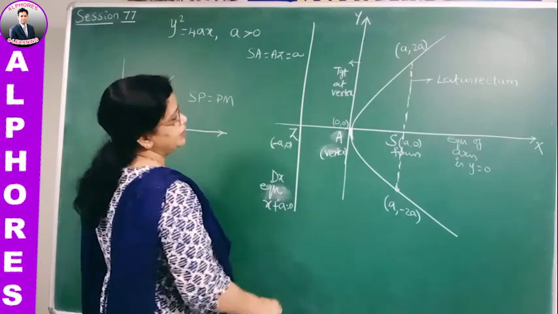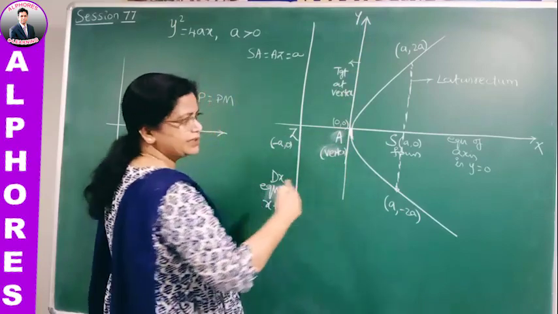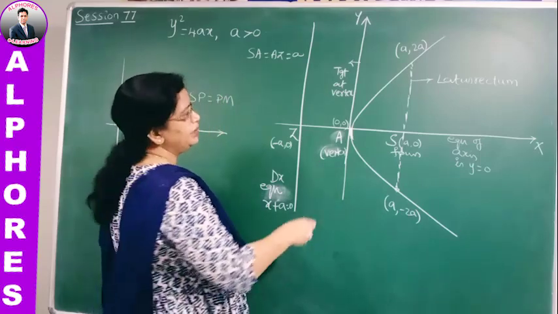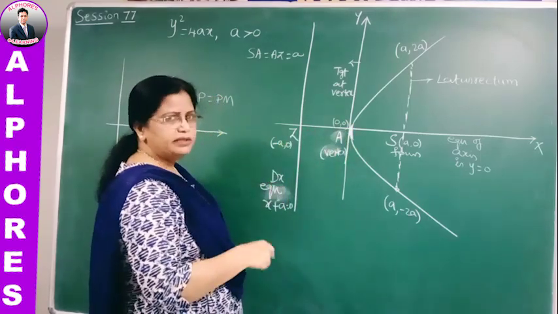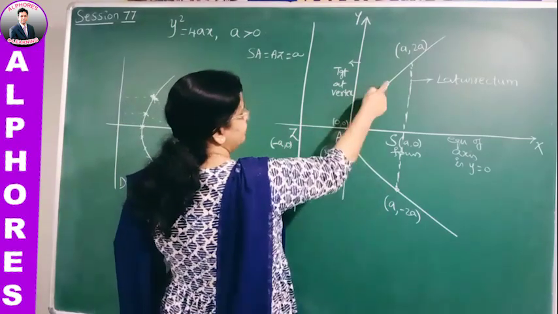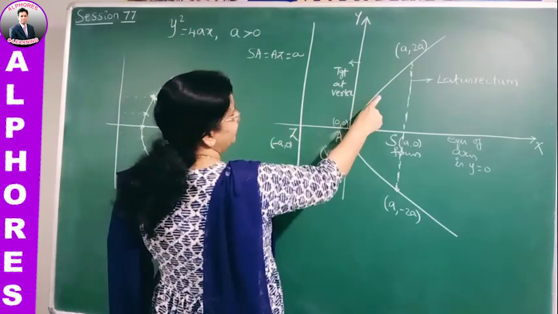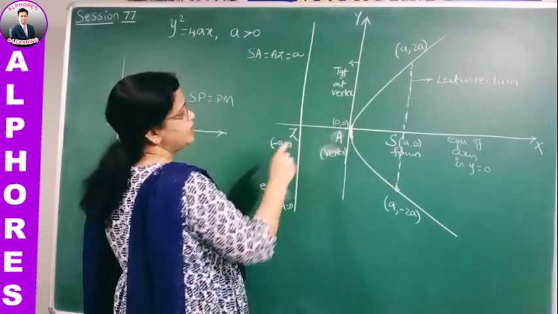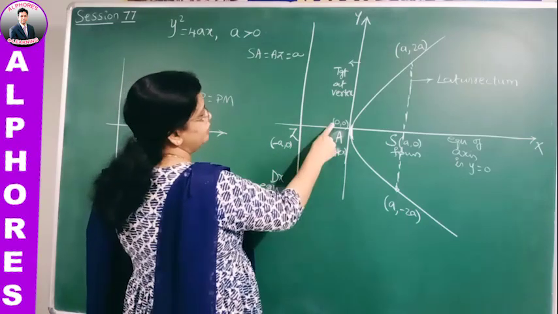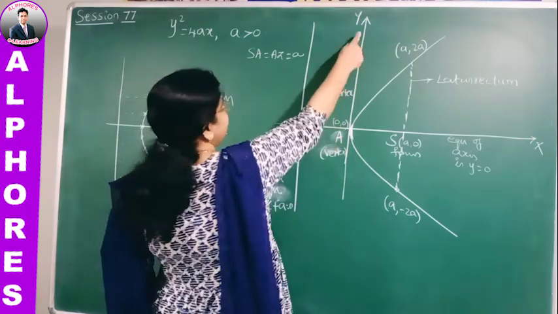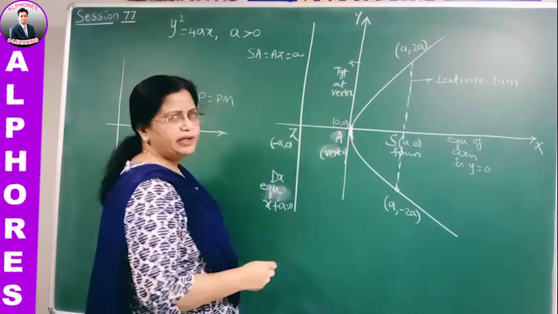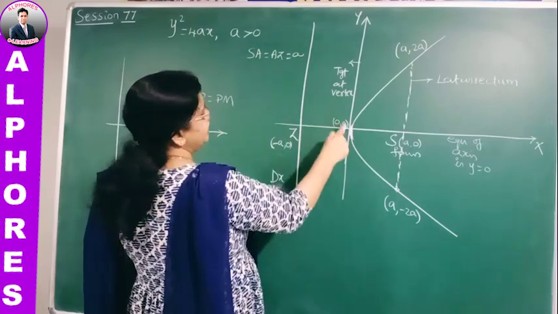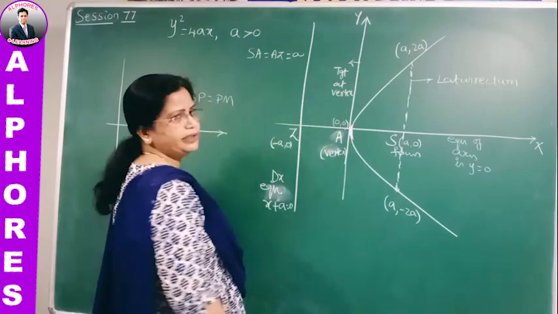And the other one is the tangent at the vertex. What is the definition of tangent at vertex? The tangent drawn exactly at the vertex. And what is the vertex? The point of intersection of the curve and the axis. So if this is the conic curve, the parabola, and this is the axis, then this point of intersection is known as the vertex. Here the vertex is exactly the origin. And the y-axis, according to the definition, is nothing but the tangent at the vertex.